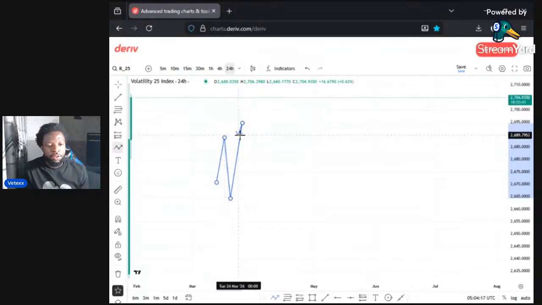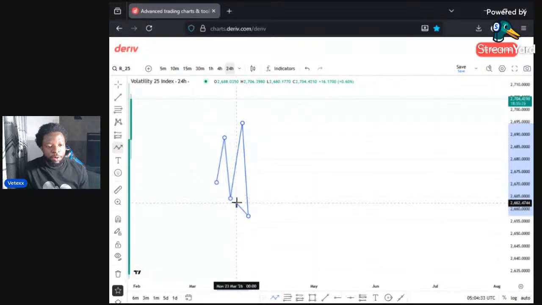So this is our first sweep of liquidity, which is rule number one, to give us this protected high. Now this low here needs to be taken out to give us our first break of structure. Now this is what happened. It has been taken out. Now this is our first break of structure. Rule number one, sweep of liquidity. Rule number two, first break of structure.